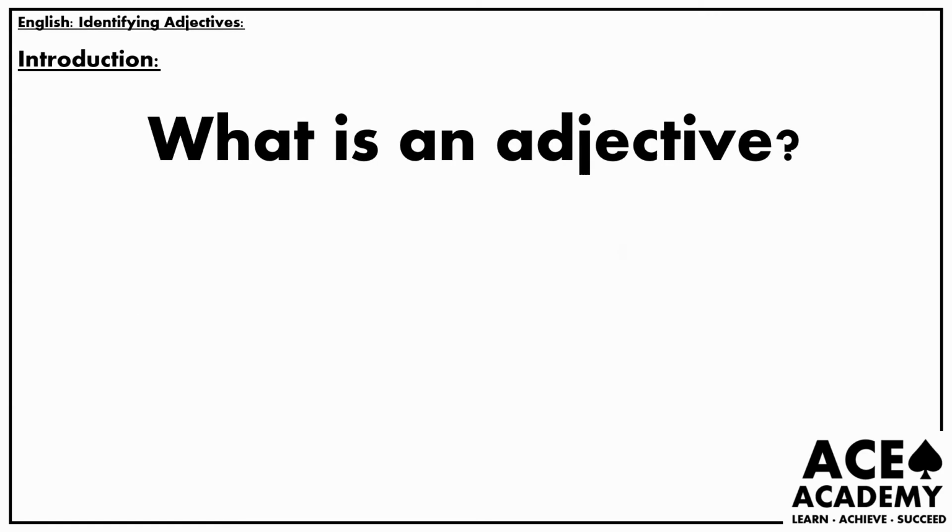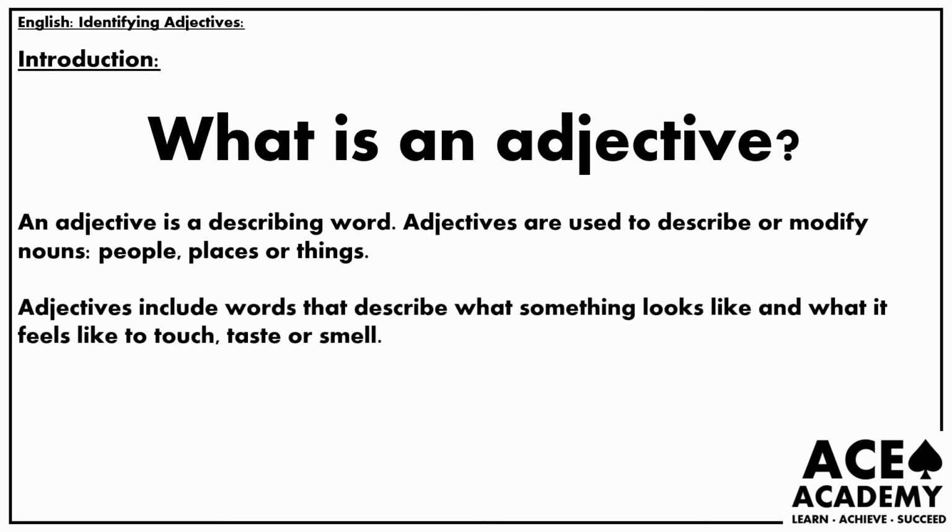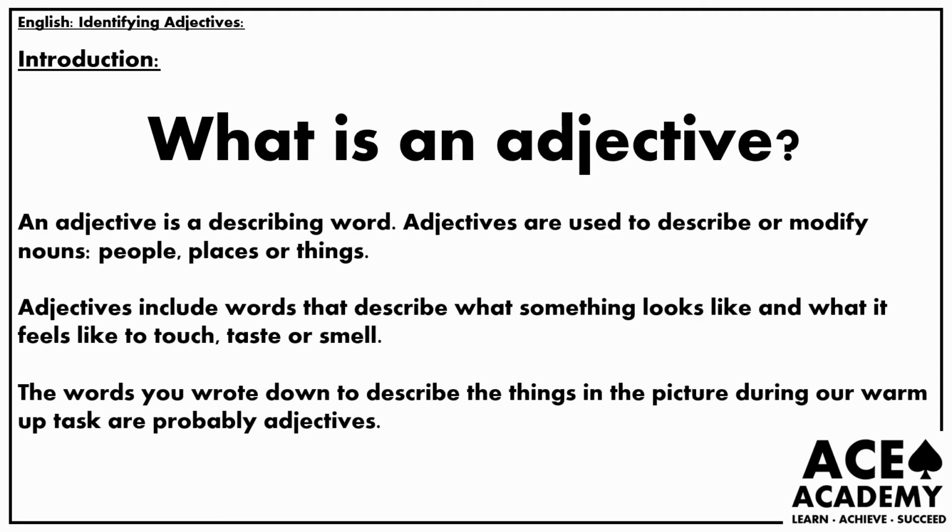Okay, let's move on. To begin with, let's think about the question, what is an adjective? An adjective is a describing word. Adjectives are used to describe or modify nouns. These are people, places, or things. Adjectives include words that describe what something looks like and what it feels like to touch, taste, or smell. The words you wrote down to describe the things in the picture during our warm-up task are probably adjectives.